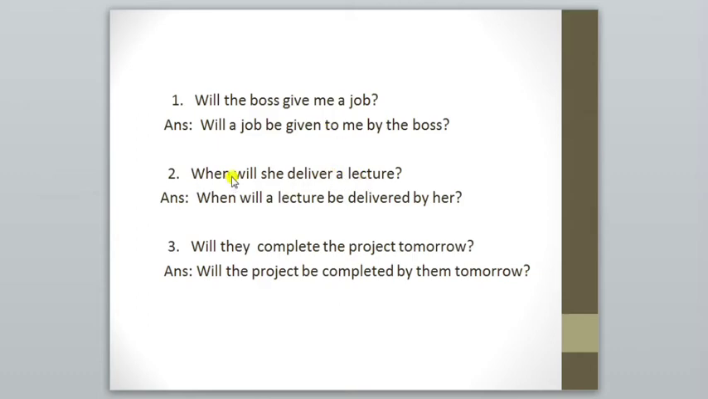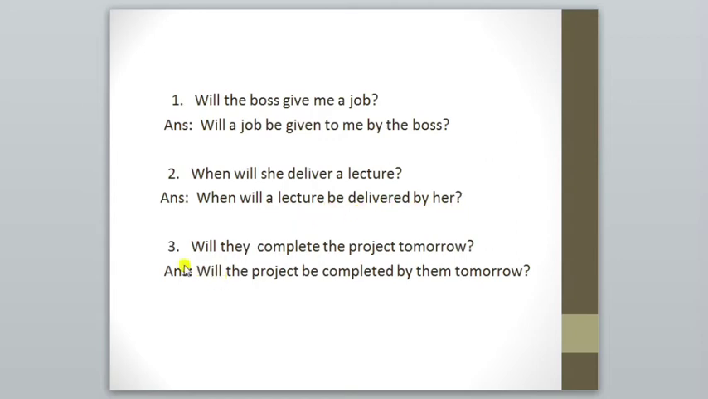So we have to follow the rules which we follow for what? For the verbal question. When is written, after when, will is there, a lecture is the direct object, already written. Be, past participle of deliver, it's delivered, written in the answer by her. When will a lecture be delivered by her?